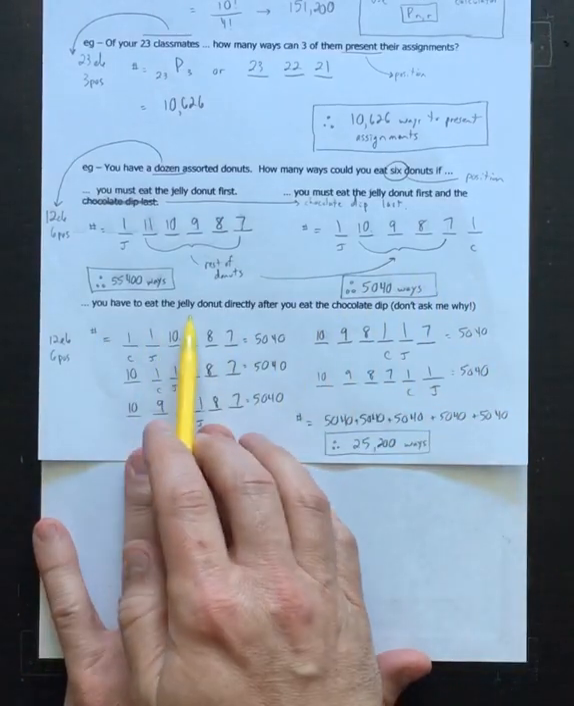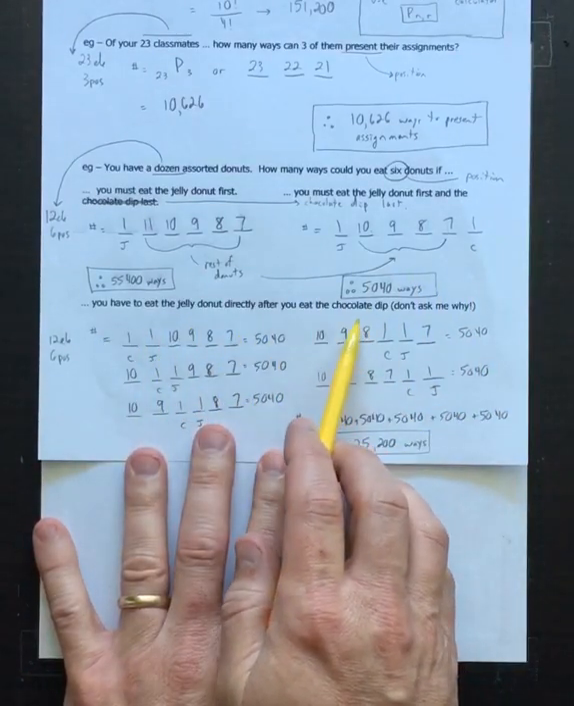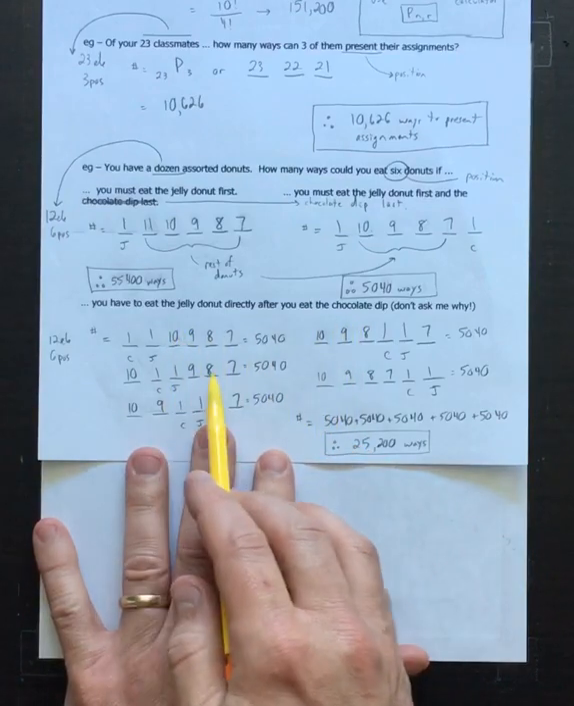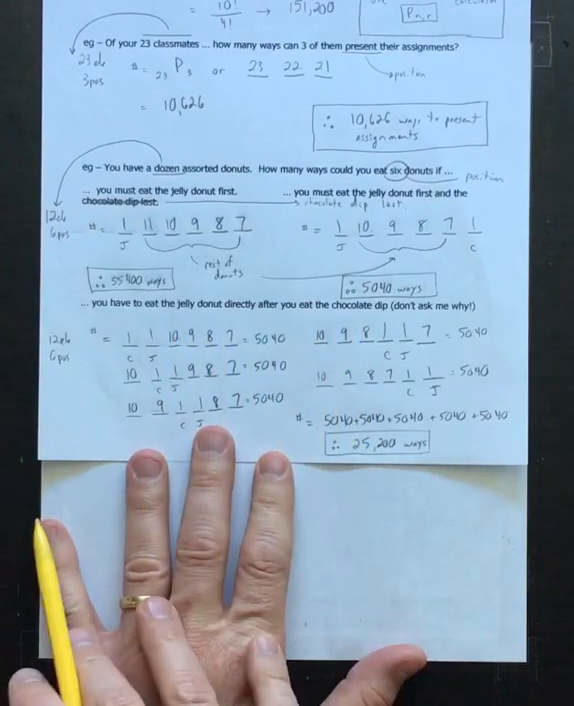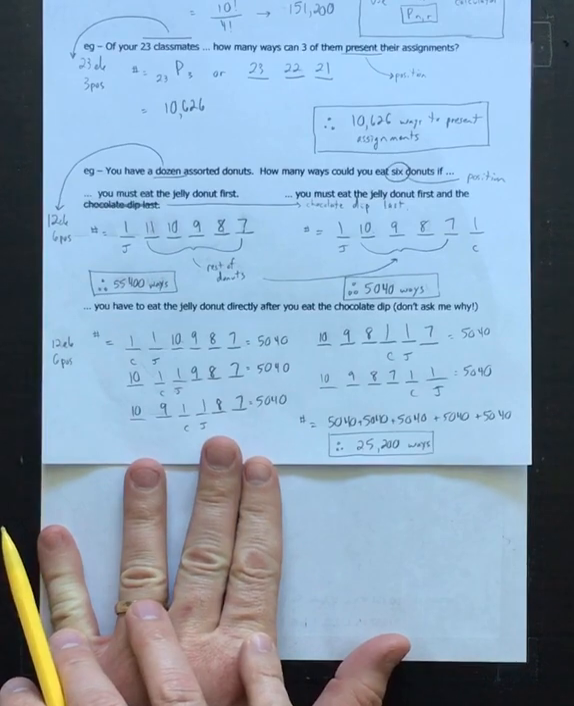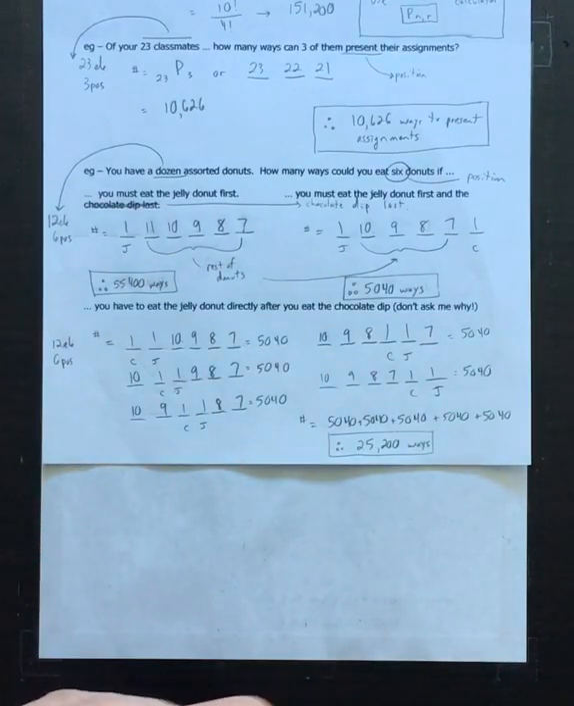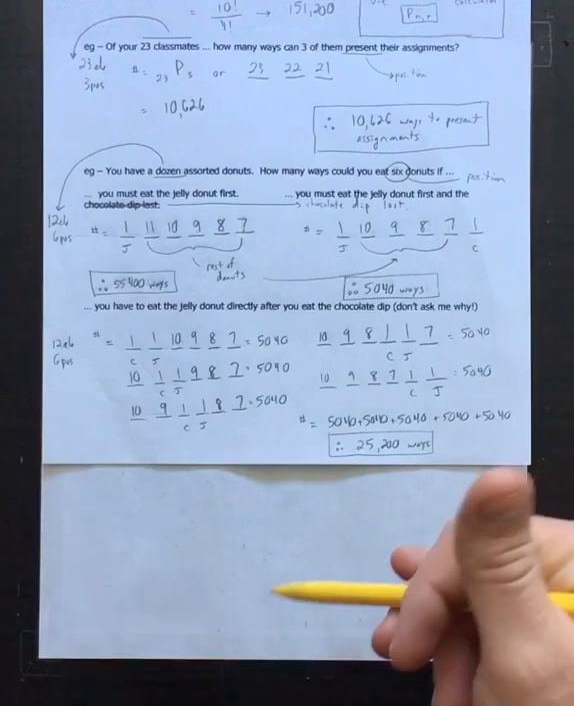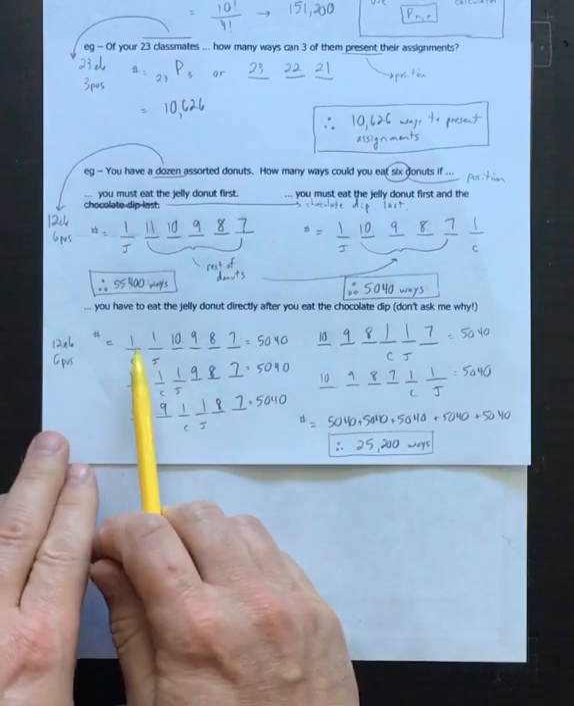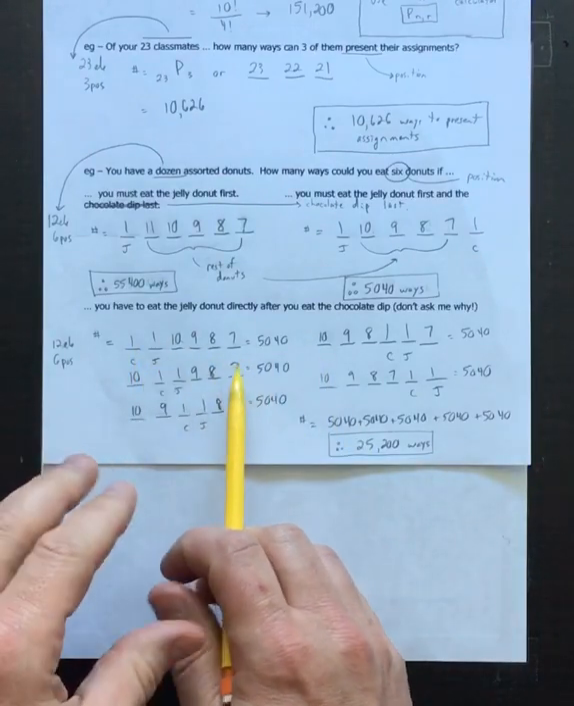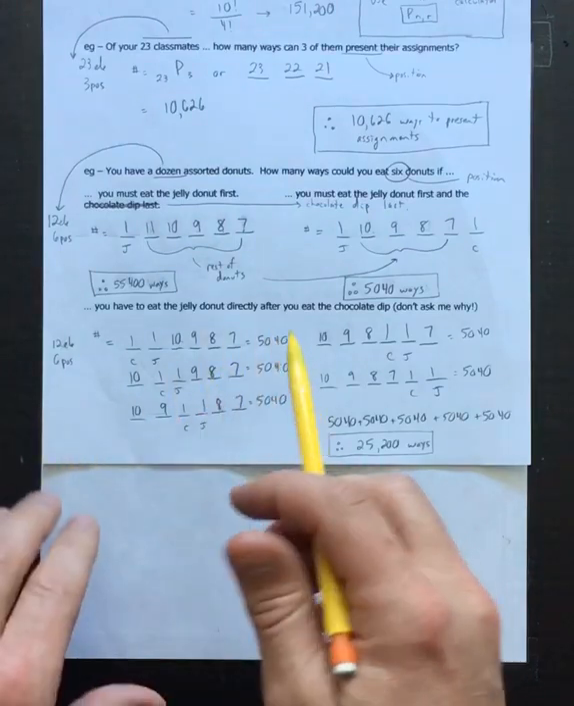Okay, so you have to eat the jelly donut directly after you eat the chocolate dip. What I did is I broke it into what we call cases. Sometimes it's a really great way to do things, especially if you're not quite sure how to do something quickly, or if you don't want to oversimplify things. If you actually really map it out, it's the best way to do it. And when you put down the slots, rather than using your permutations, it's way better too.